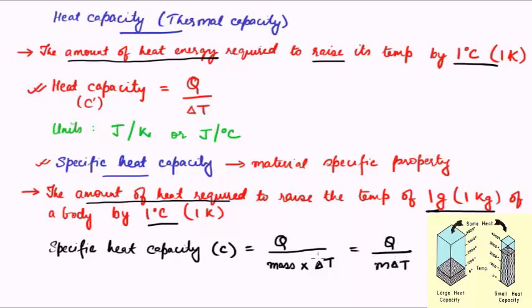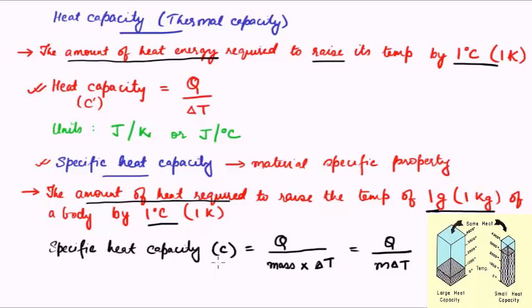So alternatively, what we can say from this is that the heat required to raise the temperature of m units of mass of a body by delta T will be C into m into delta T. So Q is C m delta T, which is precisely the relation which we found at the end of our previous lecture, that the heat required to raise the temperature by delta T for a body of mass m was C m delta T.